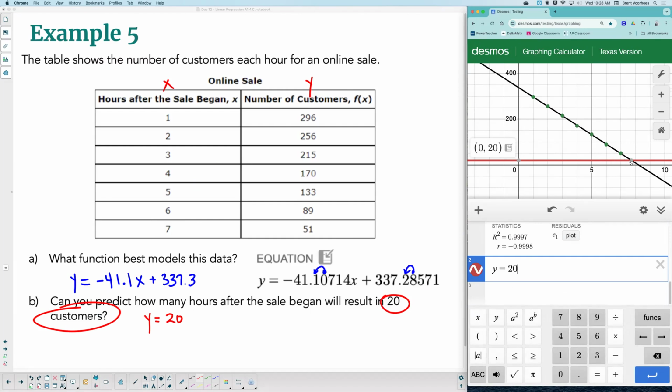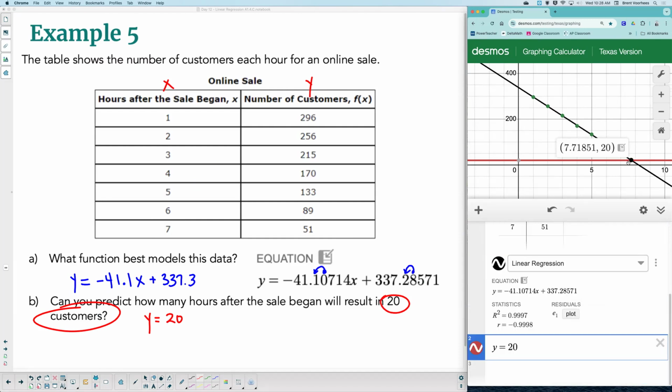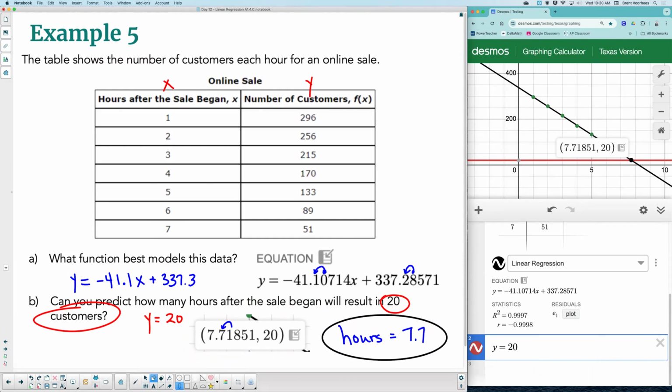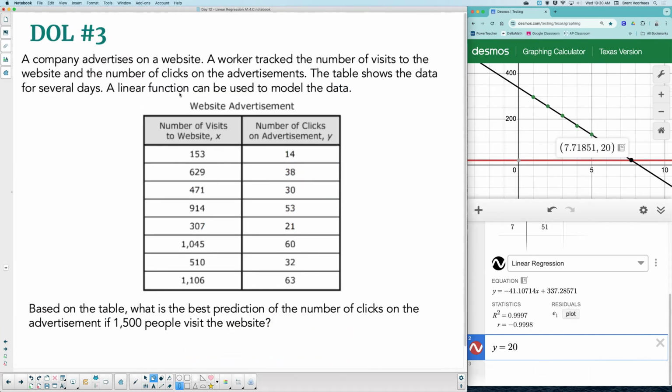Where does it cross? 7 point. All right. We're going to copy that over. If that's my point right there, how many hours does it take? I'm going to go with the decimal. How many hours would this be? Would this be 7.7 or 7.8? This one is 4 or less, so it's 7.7. That's how many hours it would take. All right. With that, you have your last DOL.